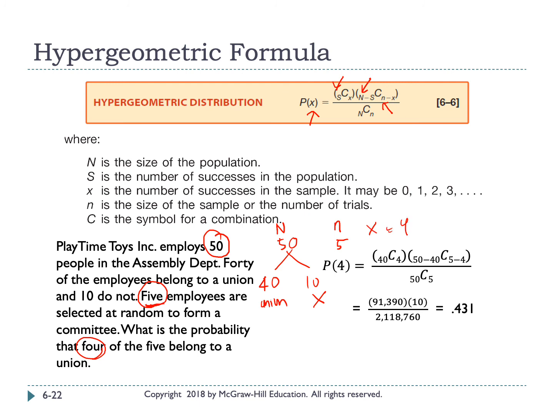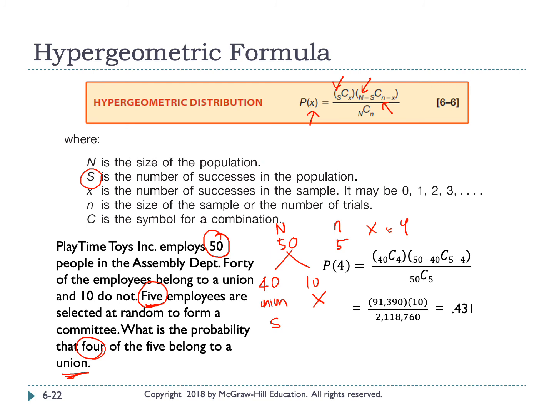Okay, so what is missing here? You have capital N, you have small n, you have x. So you also need to find the S. S is the number of success in the population. So what do you want to know? You want to know what is the probability that 4 of the 5 belong to a union? So you are interested in the union. So you can see here 40 people belong to the union. So 40 is your S.